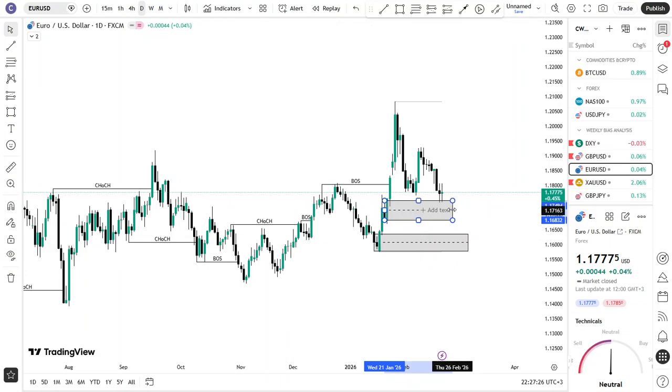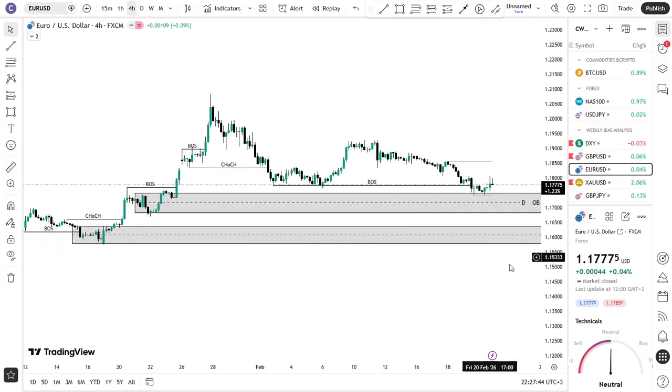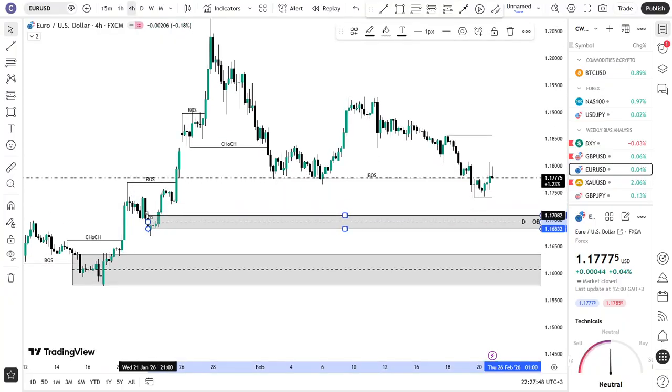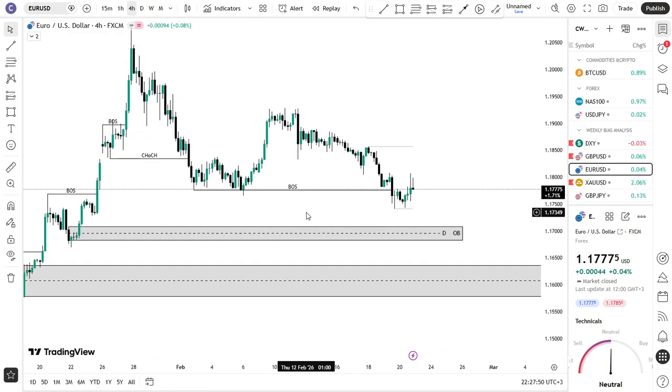So sometimes price might react on the first OB or on the second OB. What matters is how it's going to behave on the lower time frame. So that's our daily OB. So if you go to the 4 hour, this 4 hour, we can see our OBs around there.